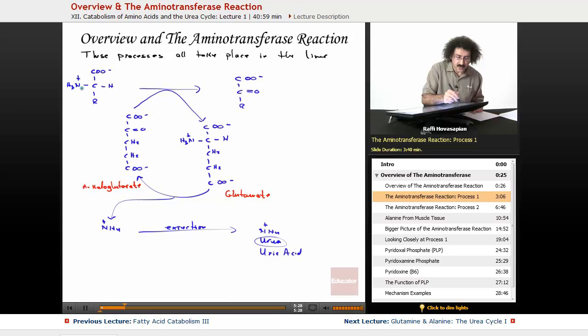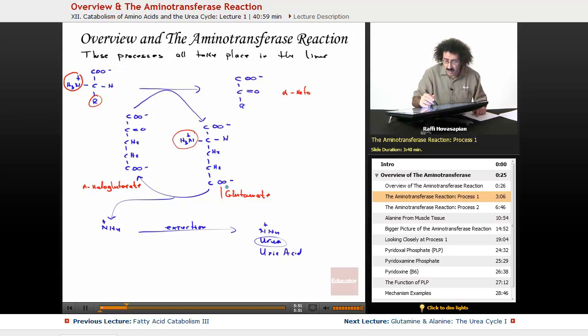Okay, this is just your any amino acid. Notice that we have an R group there, could be anything. And this is your alpha-keto acid. So this is your alpha-keto acid that's left over after the amino group is taken off. So this amino group is what's taken off. It is transferred to alpha-ketoglutarate, and it is held as glutamate.